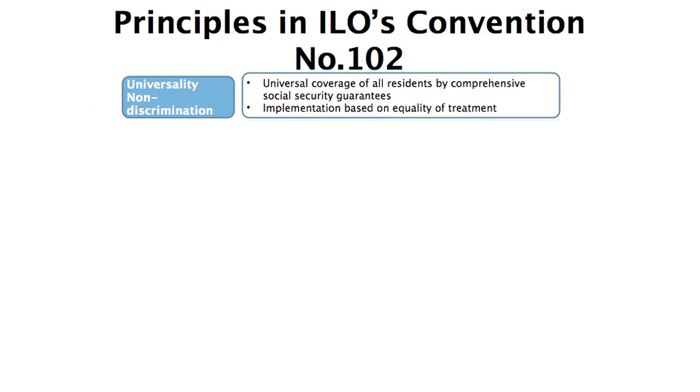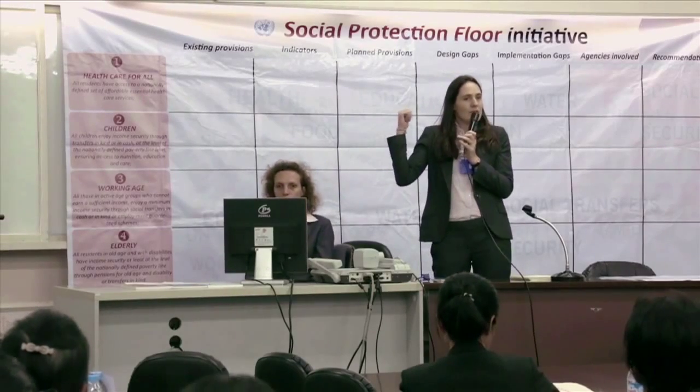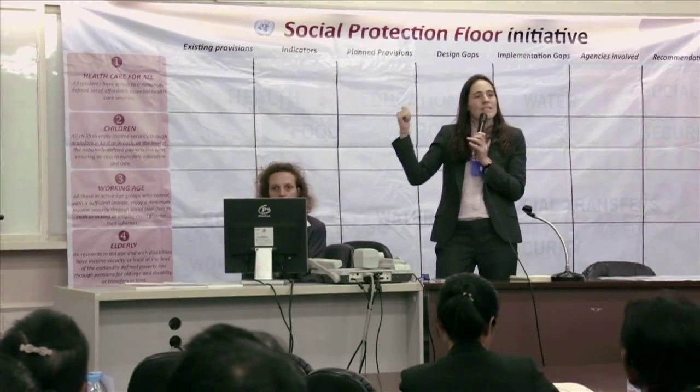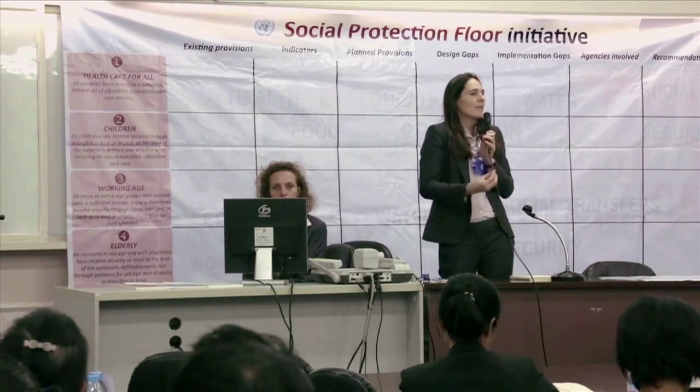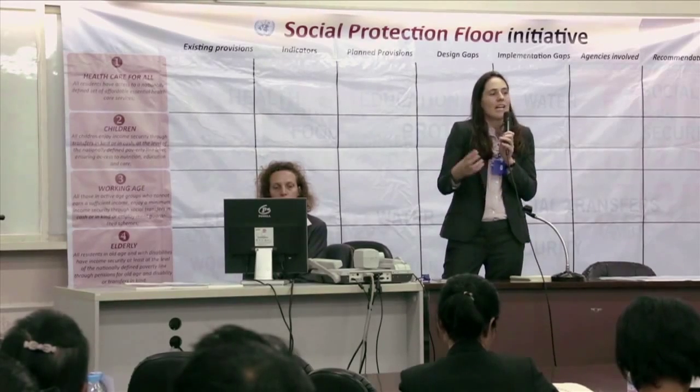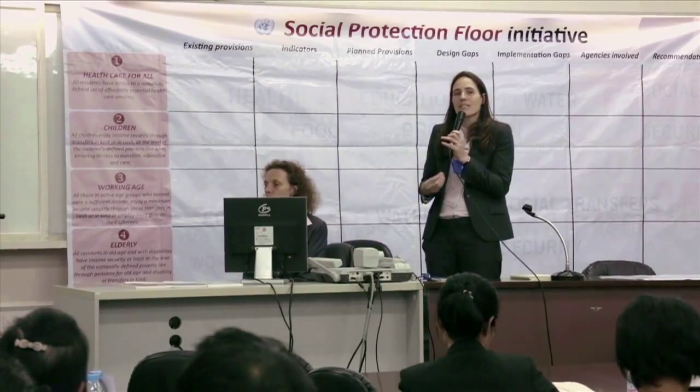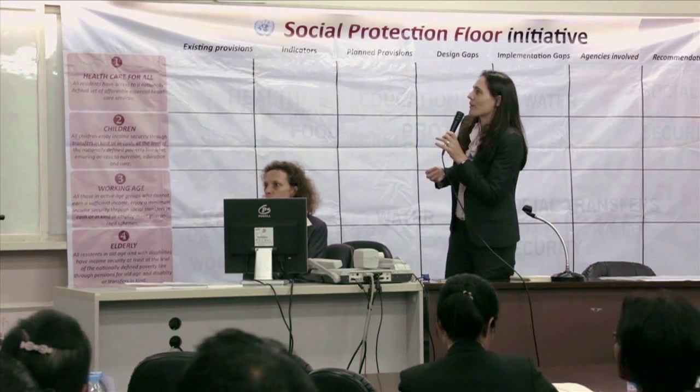The first very important principle is universality and non-discrimination. The social insurance scheme should provide universal coverage for all residents, and it should be based on implementation of equality. This principle, which was included in 1952 with the Convention 102, is interesting because it is one of the core principles of the new recommendation for the social protection floor. It really re-emerged as a priority for establishing social protection.